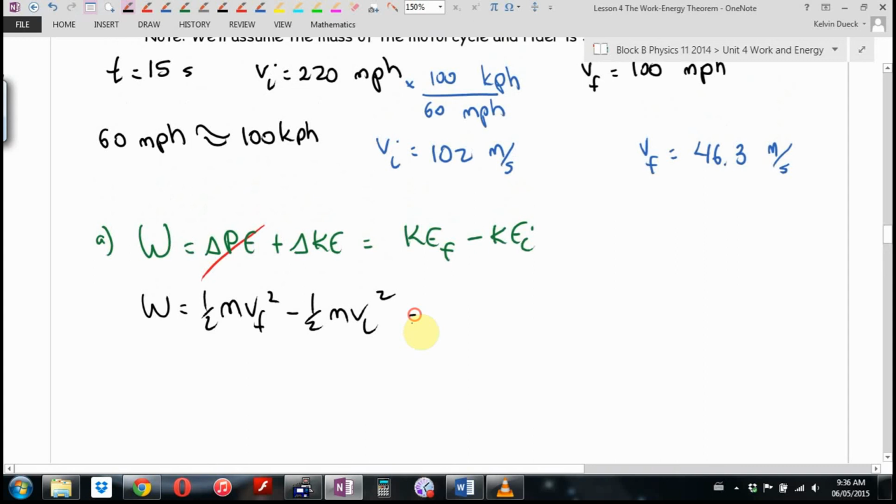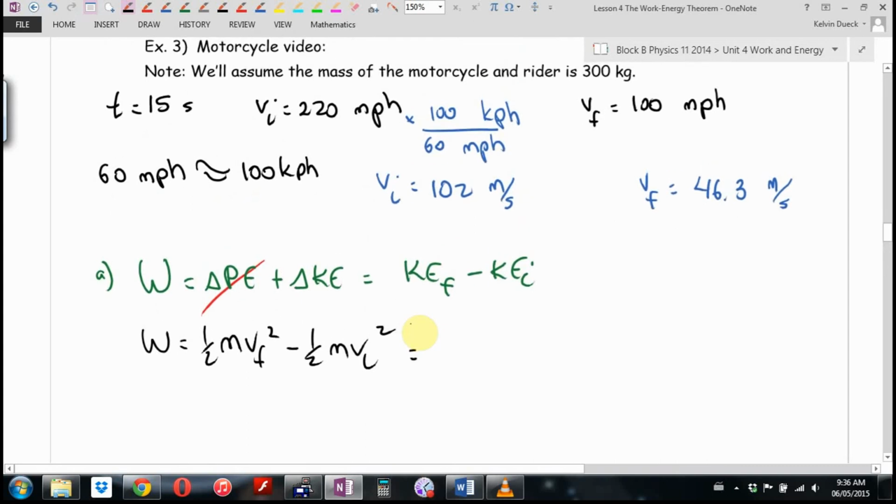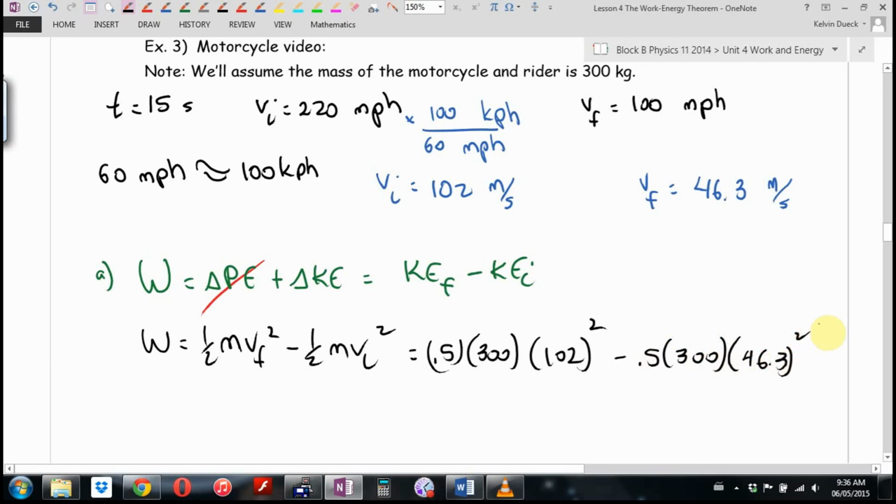I did a Google search because in the video he did identify the motorcycle, and then I made a rough guess as to the rider. So let's assume total mass is 300 kilograms. We're rounding a bit, but we're close. So it's going to be a half times 300 times 102 squared minus a half times 300 times 46.3 squared. How many joules of energy were turned into heating up the brakes? Because that's how this thing was stopping.